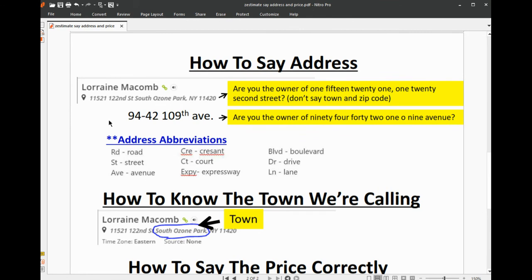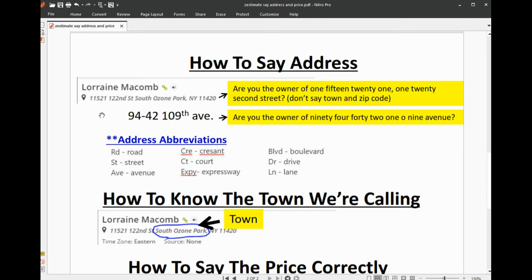There's no way that's going to be 6 digits. So it's 11521. So if the seller were to ask us which property are you referring to, we say the property on 11521 122nd Street. We just say that. Okay, we don't need to say the whole thing. Like I said, don't say town and zip code, because that's just how we communicate.